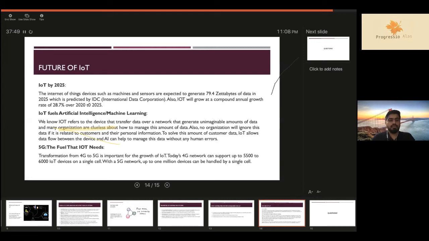And then IoT fuels artificial intelligence and machine learning. As I said, IoT is generating so much data, and so much data needs to be transferred over the network and then stored somewhere, and then needs to be analyzed. There are organizations that are clueless on how to manage this amount of data, and no organization will ignore this data if it is related to customers and their personal information, because in today's world, data is money. And if you have this much data about customers and their personal information, then there's no limit to what you can do with that amount of data.